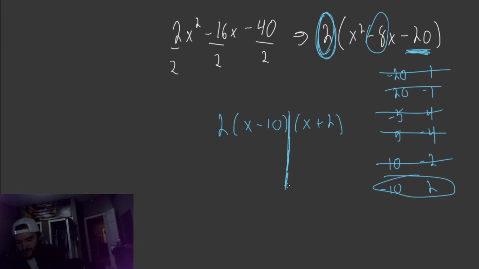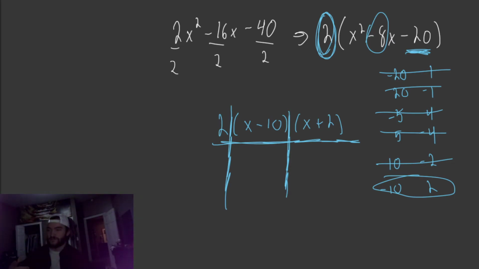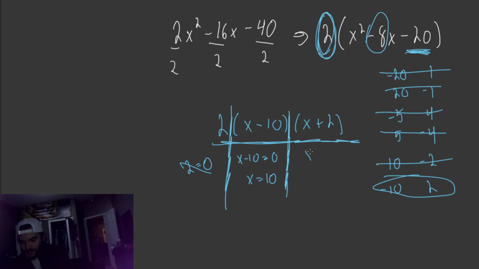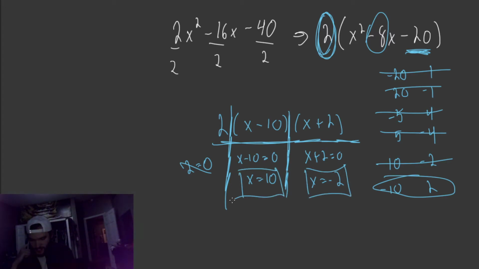Now I'm going to make that little table thing that I was talking about earlier, just like this. Technically, this side gets 1 too, because if the 2 was an x, you would still be able to solve here. But in this case, when I set 2 equal to 0, that doesn't do anything for me, so this doesn't matter. X minus 10 equals 0. That makes x equal 10. X plus 2 equals 0. X equals negative 2. So boom, perfect. My x values are at x is negative 2 and 10.